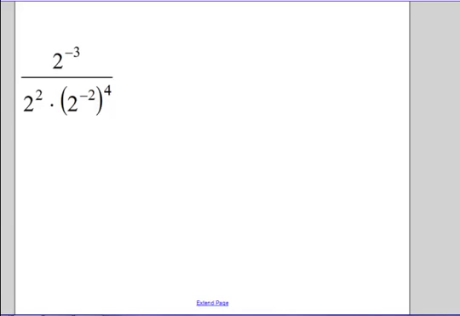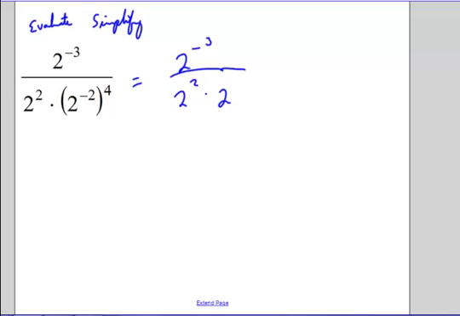Okay, this example. Let's say that in this example we are evaluating or simplifying. Either one means the same. Okay, so the first case, let's keep the 2 to the negative 3 on top. And we have 2 squared times, and let's just simplify this. So 4 times negative 2 gives me 2 to the negative 8, and I'm going to keep the top still.